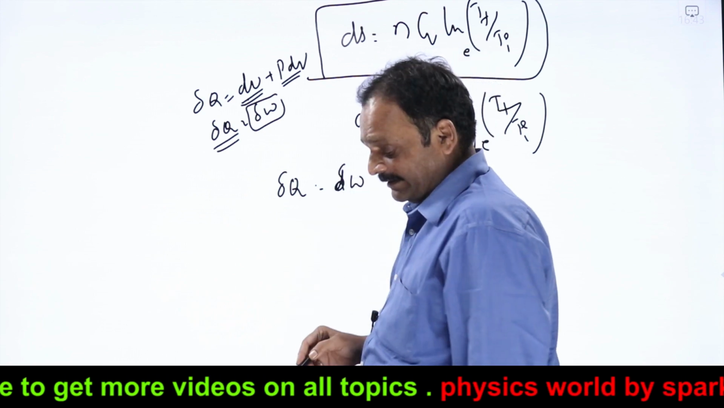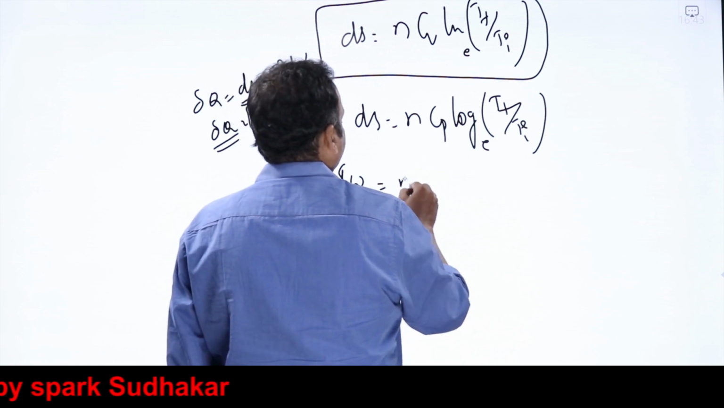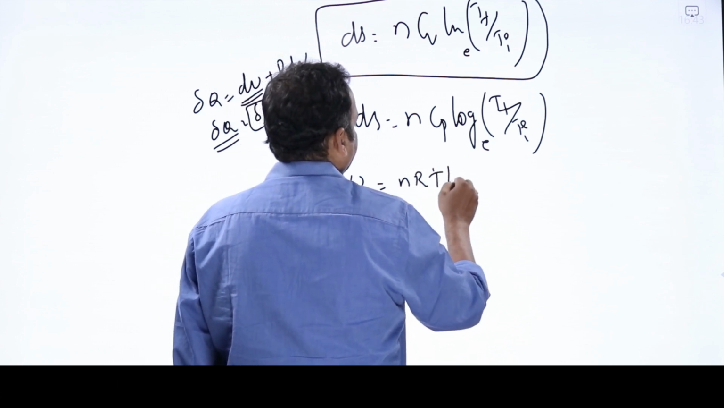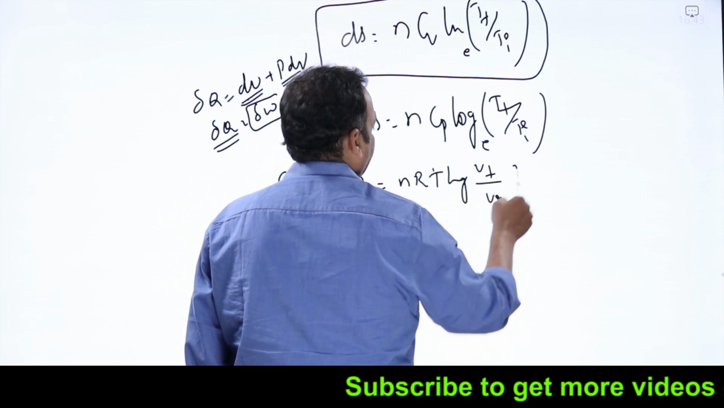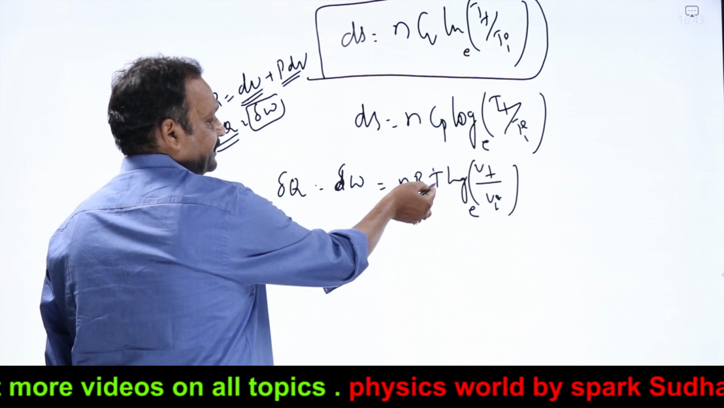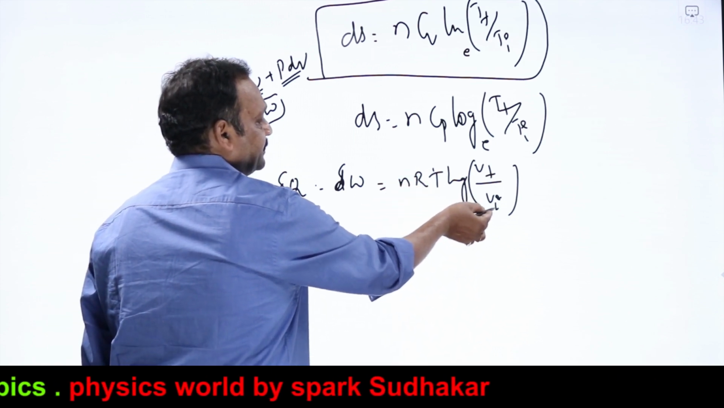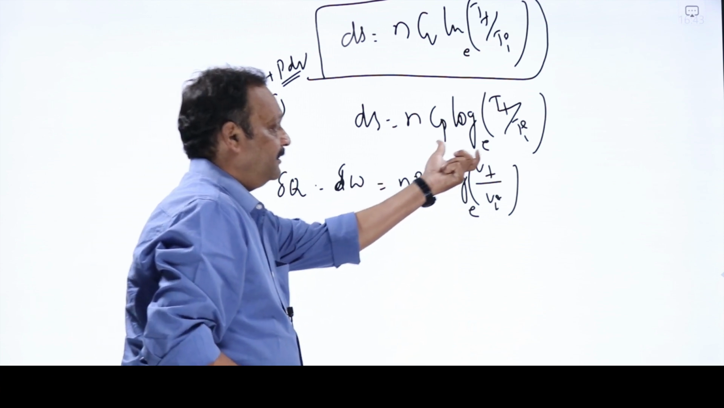Delta W, work done in an isothermal process for a gas, is nRT log Vf by Vi, final volume by initial volume, to the base e. n moles of gas at a constant temperature T, its volume is changed from an initial value Vi to a final volume Vf. What is the amount of work done in that process? nRT log Vf by Vi.